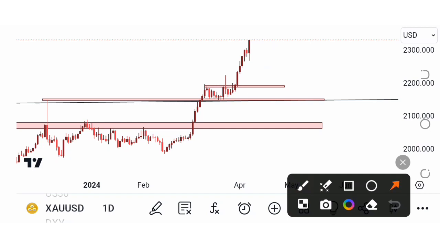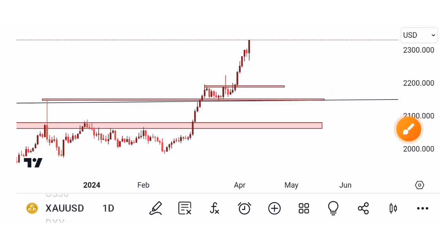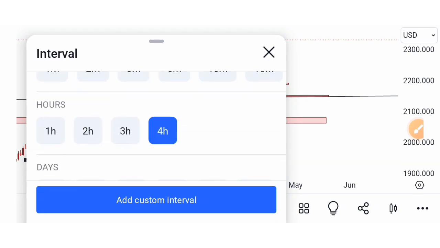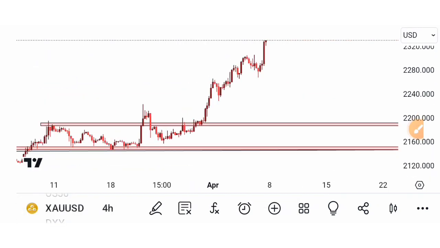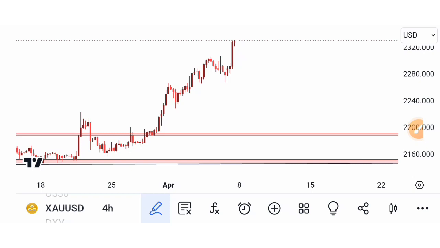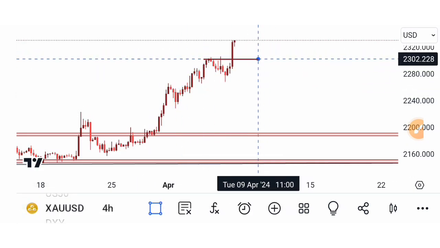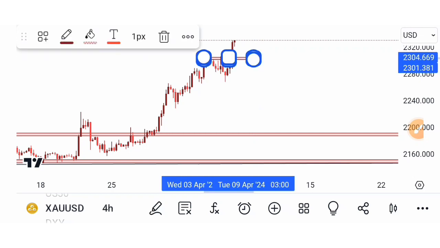As you can see, last week I expected that the market would probably come back to this support before we could see those buys. However, as you can see, the market just continued its bullish run. Maybe if you go to a 4-hour time frame, you will see some structure over there that we have just recently broken. This is an area that the market created last week. This was the high, and as you can see, it has broken above it.